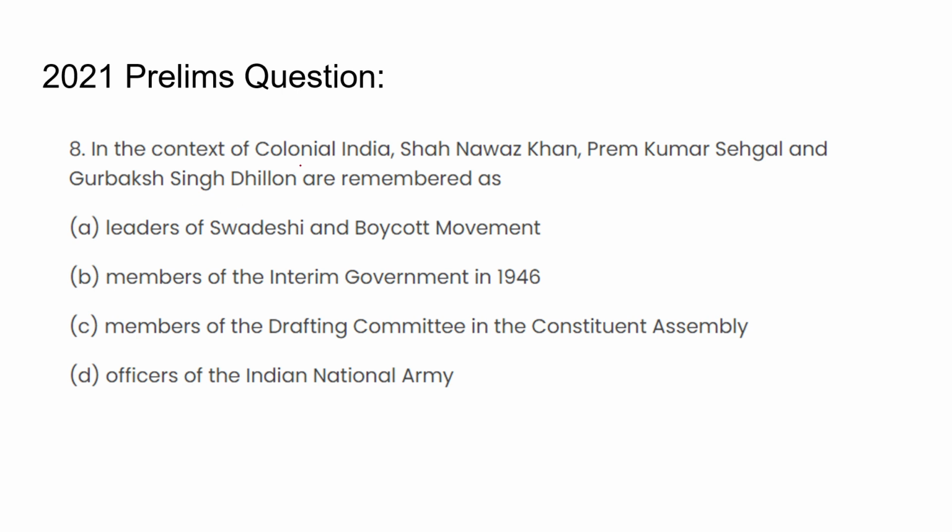Coming to the questions, this is a 2021 prelims question. In the context of colonial India, Shah Nawaz Khan, Prem Kumar Sehgal and Gurbaksh Singh Dhillon are remembered as leaders of: A, Swadeshi and boycott movement, B, members of the interim government in 1946, C, members of the drafting committee in the Constituent Assembly, D, officers of the Indian National Army.